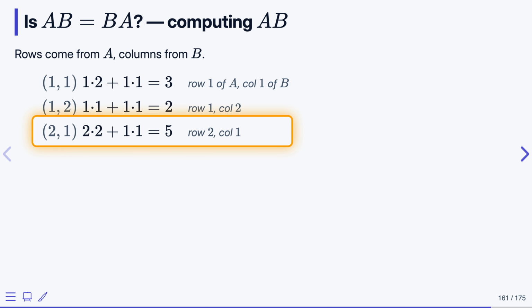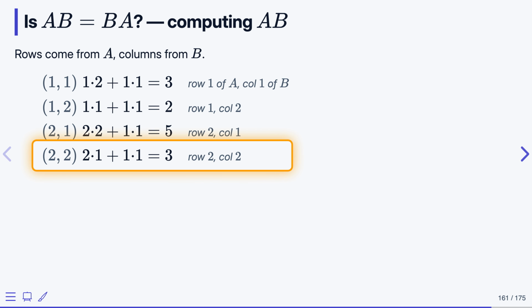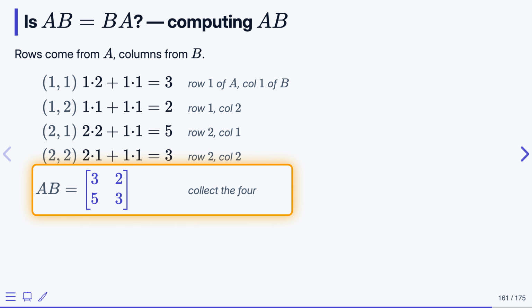Position 2, 1. Row 2 of A is 2, 1. Column 1 of B is 2, 1. 2 times 2 is 4, 1 times 1 is 1. That is 5. Position 2, 2. Row 2 of A against column 2 of B. 2 times 1 is 2, 1 times 1 is 1. That is 3. Collect the 4 numbers into the matrix. A times B has rows 3, 2, and 5, 3.